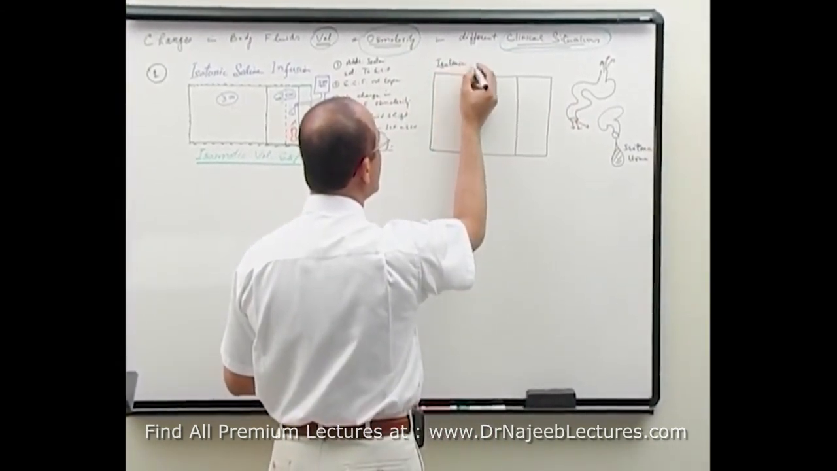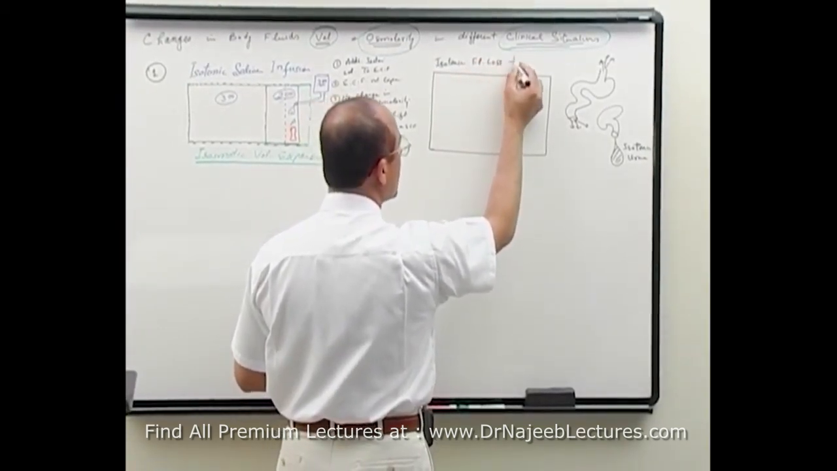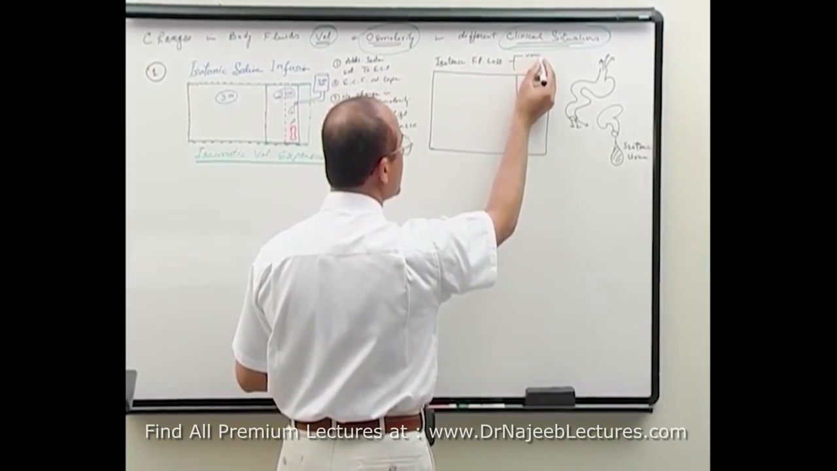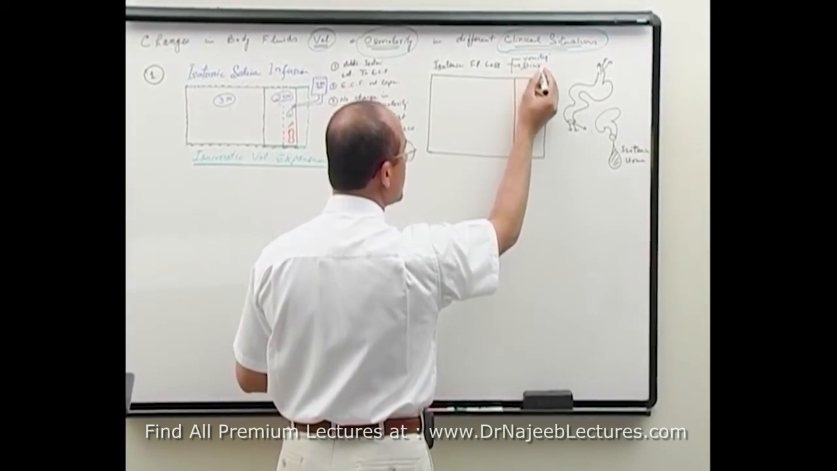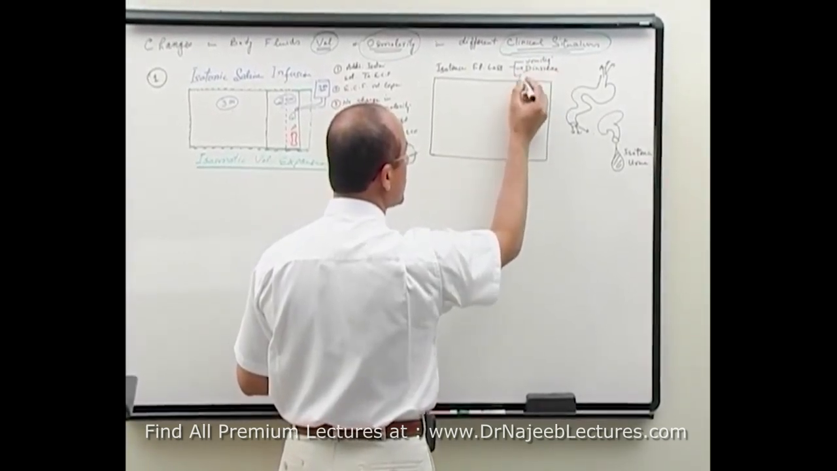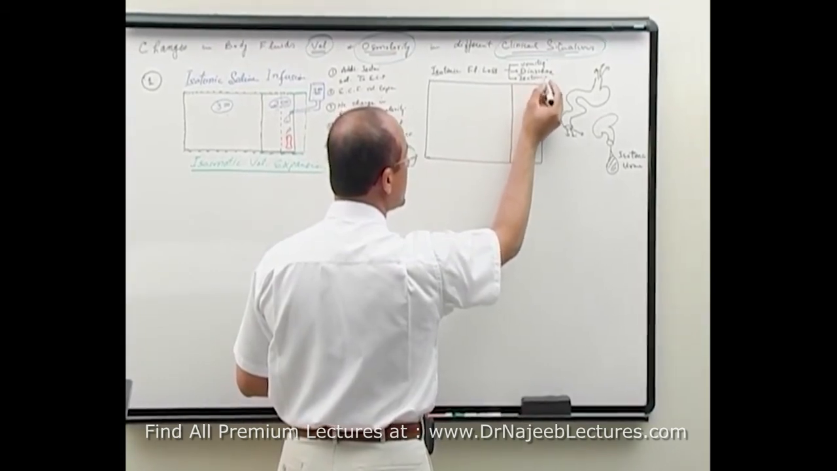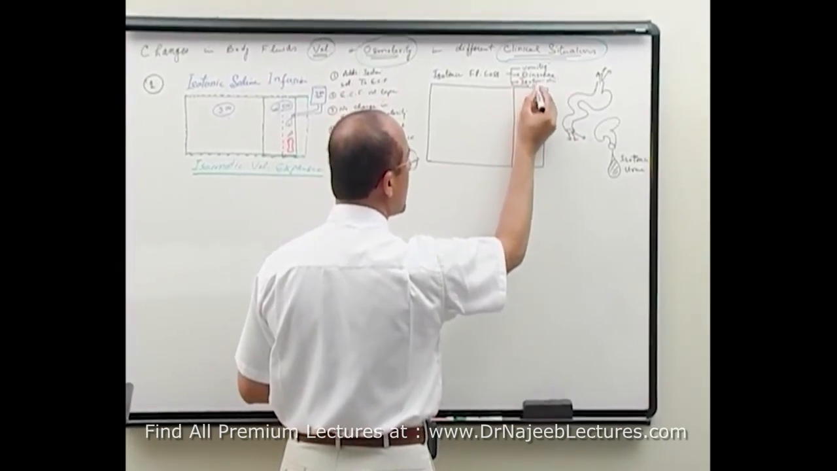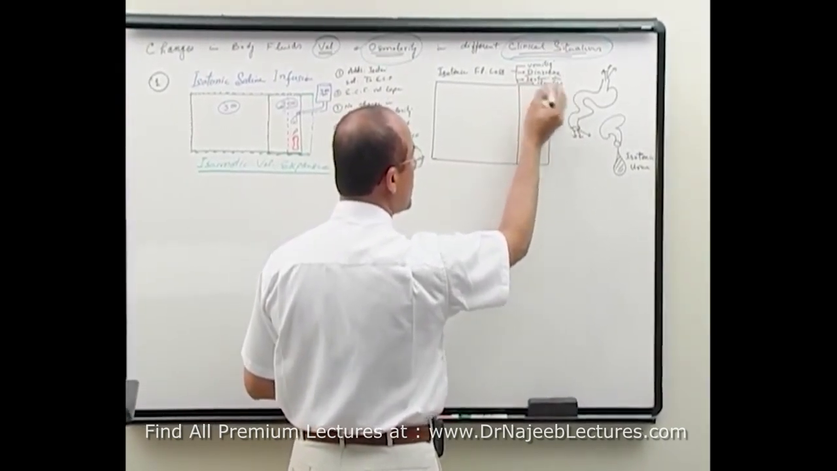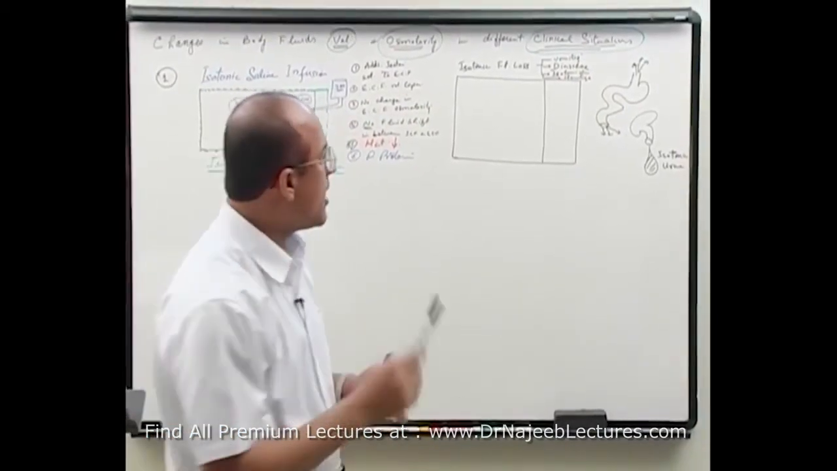isotonic fluid loss? Yes, you can tell me about vomiting. Diarrhea. Isotonic urine. And what was that? Hemorrhage. Bleeding or hemorrhage. All these conditions, you are losing isotonic fluid out of the body.